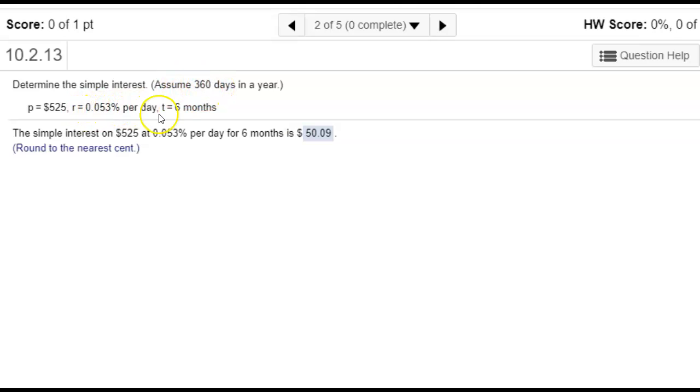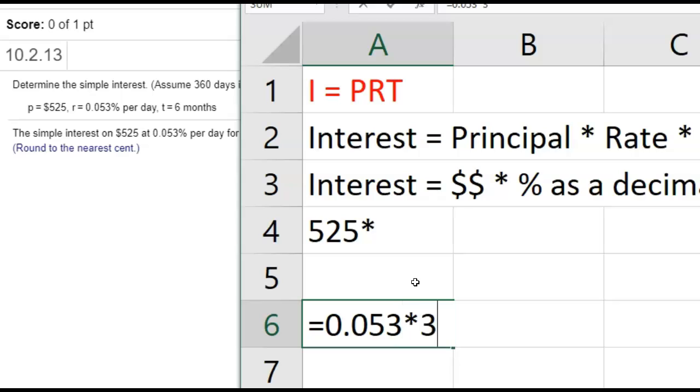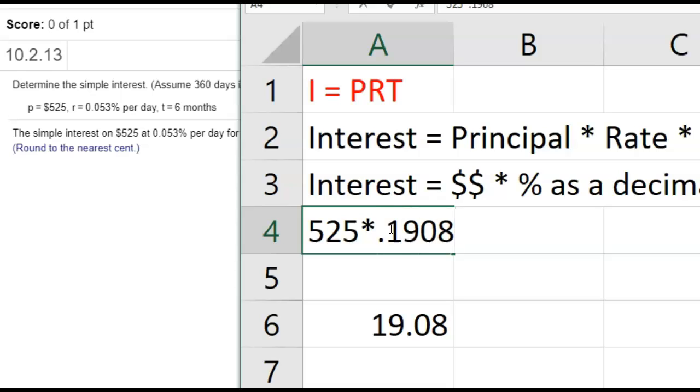So 0.053%, I need to convert that to how much per year that is. So 0.053, I'm going to multiply that by 360 to get how much interest I would earn for the entire year. So I'm getting 19.08%. All right, so I'm going to want to multiply that as a decimal. 19.08% would be 0.1908. And how many years do I have?